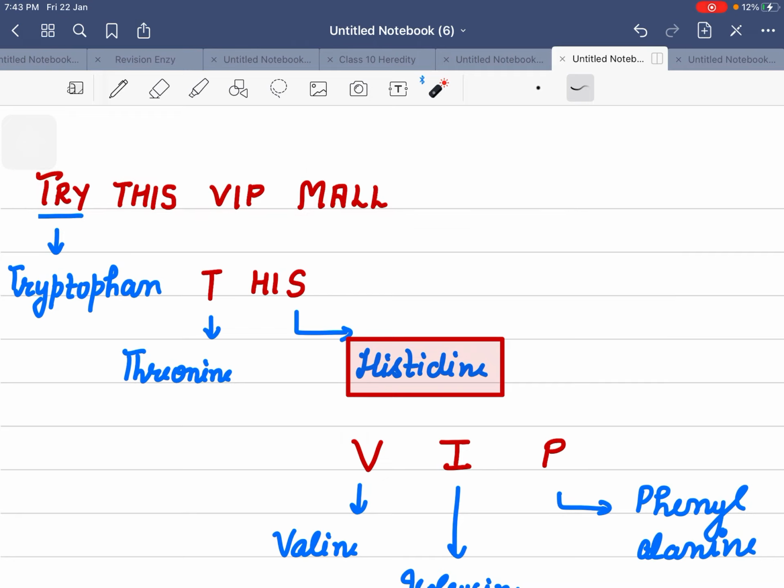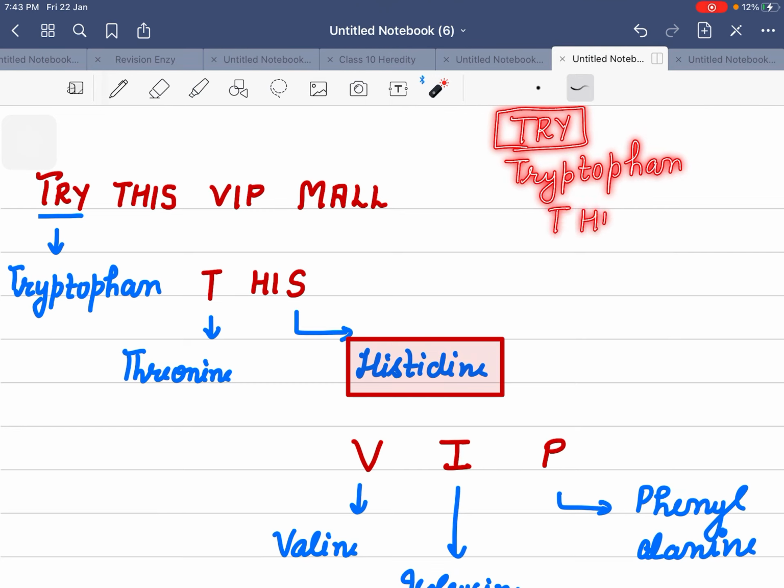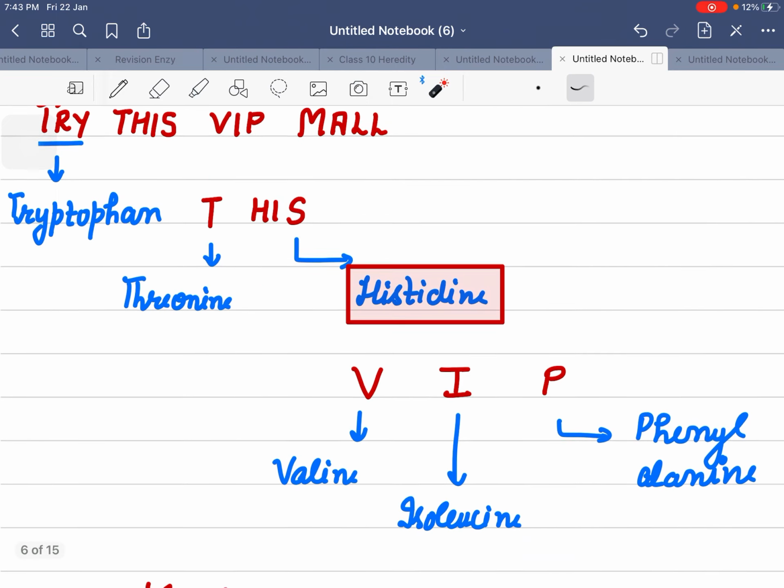VIP mol. Try. There is one amino acid which has these letters: tryptophan. So this is essential. Then is try this. This T is for threonine and H is for histidine. So we know that histidine is semi-essential, so we are keeping it outside.